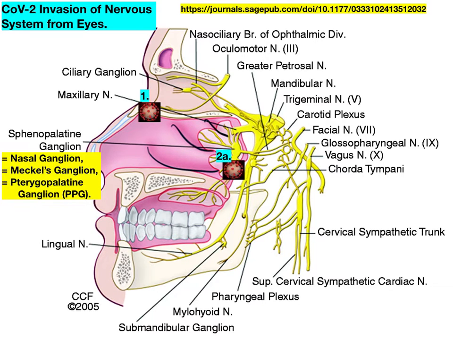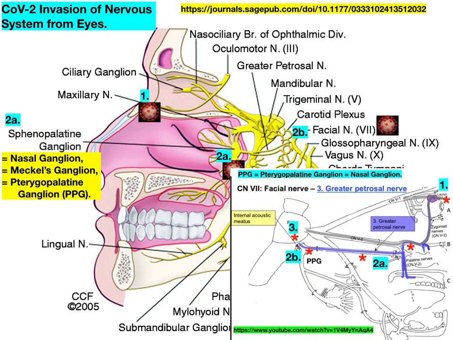The sphenopalatine ganglion is also known as the nasal ganglion. It is also known as Meckel's ganglion, and it is also known as the pterygopalatine ganglion. In discussing the invasion of a COVID eye infection into the central nervous system, one could define the arrival of virions at the sphenopalatine ganglion as step 2A. Step 2B could be used to describe the further movement of virions beyond the sphenopalatine ganglion.